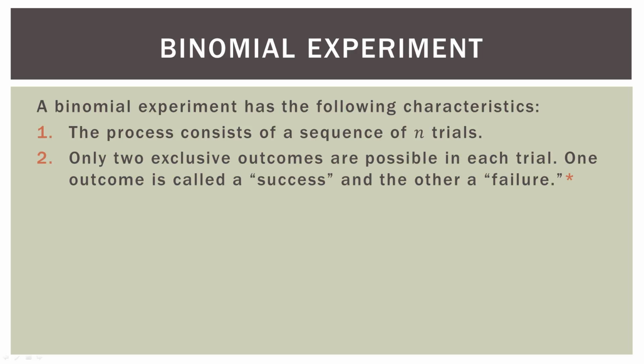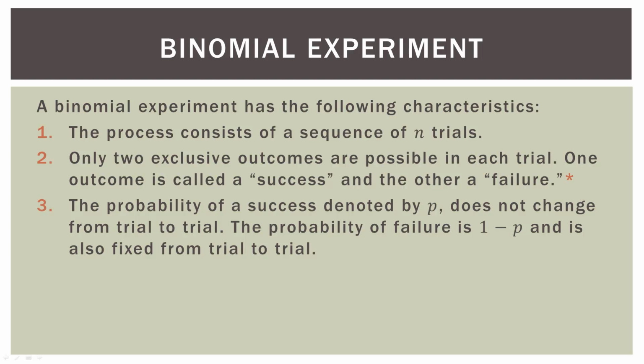Number 2, the process only has 2 exclusive outcomes. One is called a success, and the other is called a failure. Much like a coin flip can only have heads or tails, this binomial experiment can have a success or a failure, and those are mutually exclusive. Now there is an asterisk to this condition, which I'll talk about at the end.